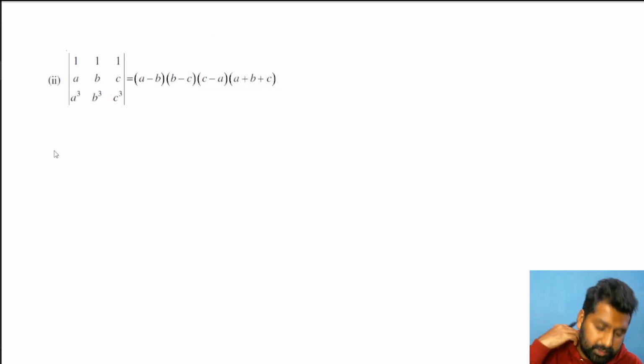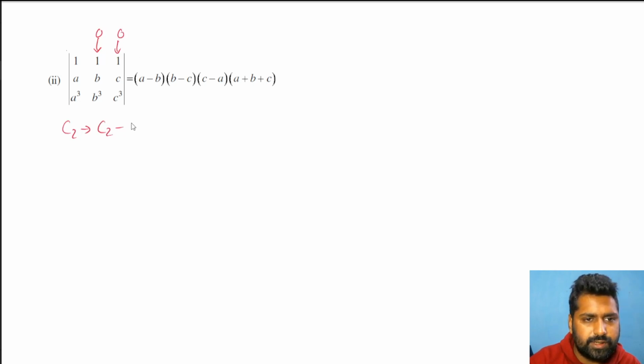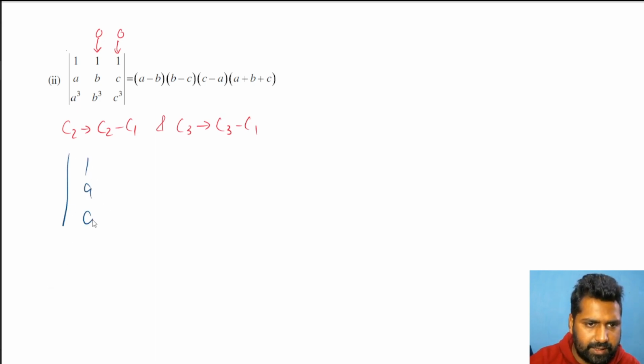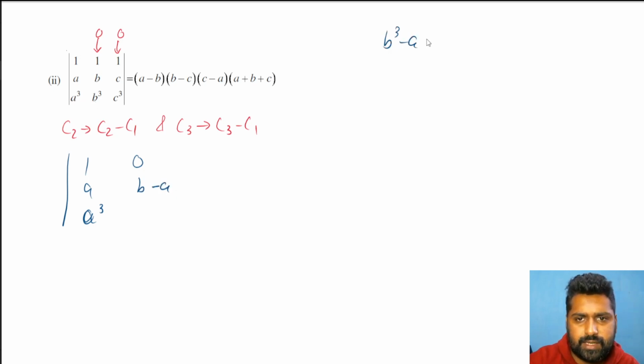Again, you have 1 1 1. It's a good thing, na? We know what we have to do if we don't have any step. Start with creating zeros. Here also 0, here also 0. C2 goes to C2 minus C1 and C3 goes to C3 minus C1. Let's do it. 1 a a cube. So let's solve for column 2. So 1 minus 1 is 0. b minus a. And this is b cube minus a cube.